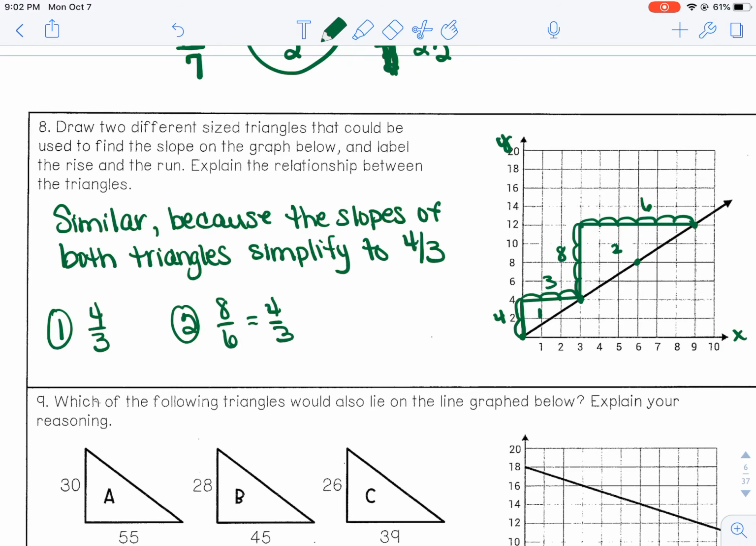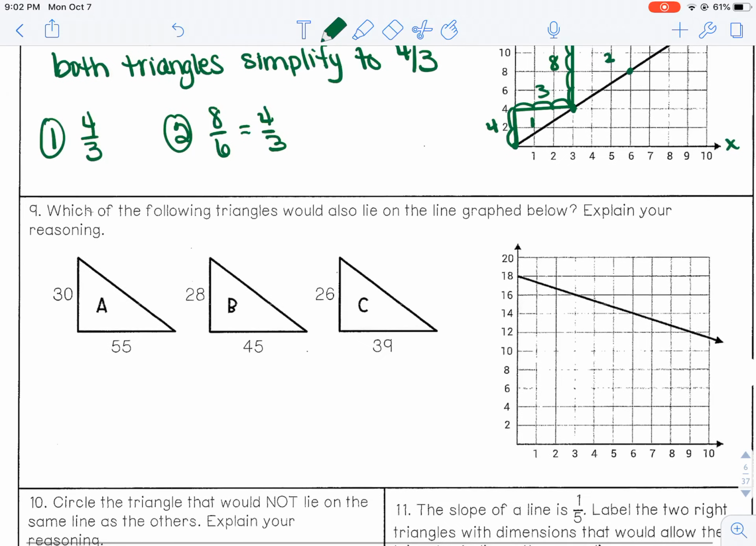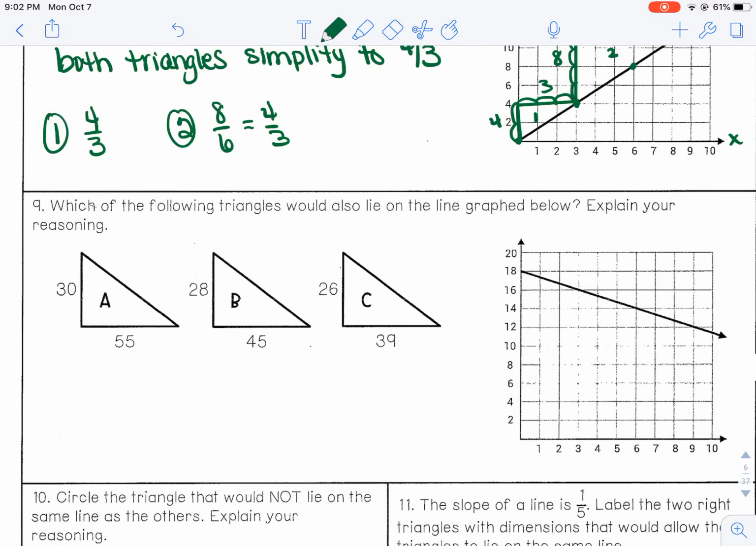All right, my favorite question on this lesson is number 9. Which of the following triangles would also lie on the line graph below? The reason why it's my favorite one is it incorporates what we did in lesson 3-1. You have to pick some points and come up with a slope.